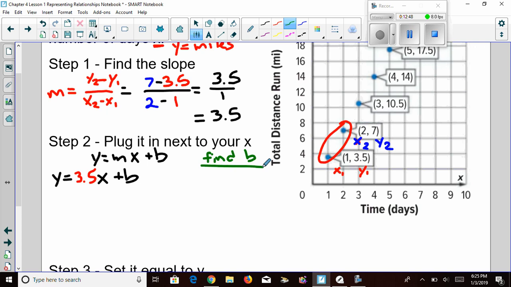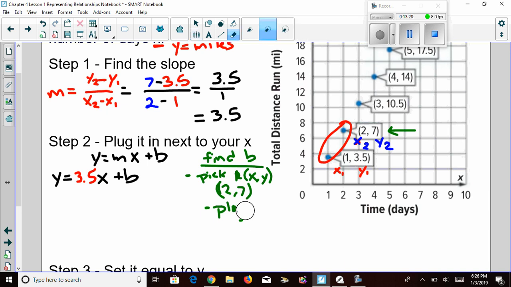I'm going to go ahead and pick one of my coordinates. I again like to choose the smallest ones possible, but it might be easier to pick one that's got whole numbers. So maybe we pick this 2, 7. So we're going to use 2, 7. Now I'm going to go back and plug those in into their spots.